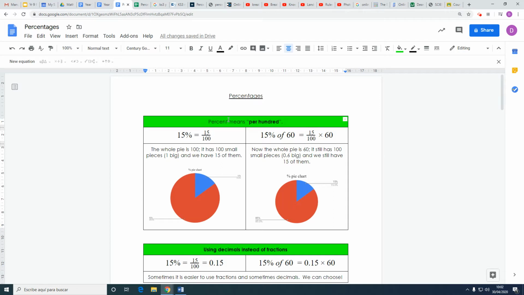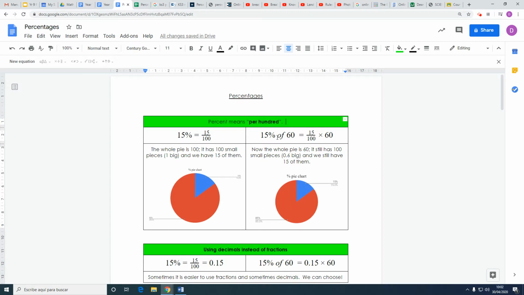What is a percent? Well, per means like a fraction, and the per number is on the bottom. So percent is just per hundred. So we imagine that the cake has 100 pieces and we need 15 because one piece is one.